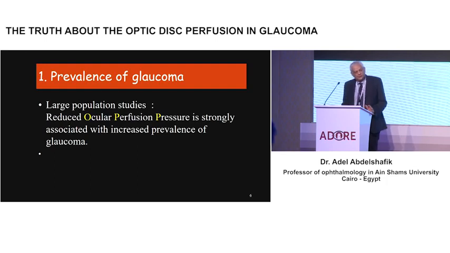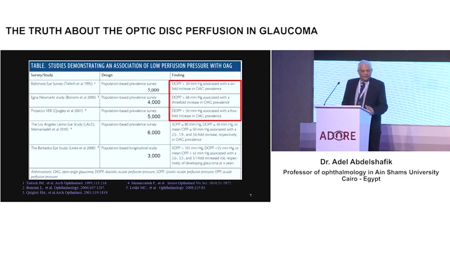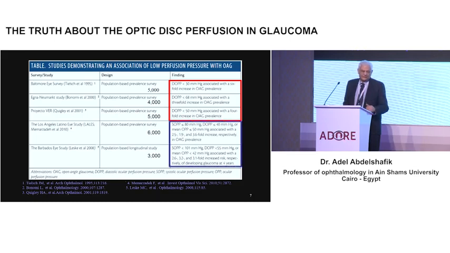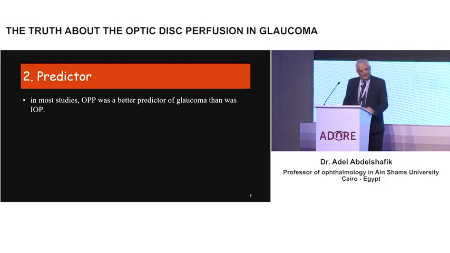Large population studies showed that there is a reduction in the ocular perfusion pressure, and this is strongly associated with the prevalence of glaucoma. As you can see here, in this huge number of study persons, the perfusion is a risk factor for the prevalence. It varies in different studies between 3 times to 6 times more prevalence when there is a reduction of the ocular perfusion pressure. Again, most of the studies showed that ocular perfusion pressure was a better predictor for glaucoma than the IOP.